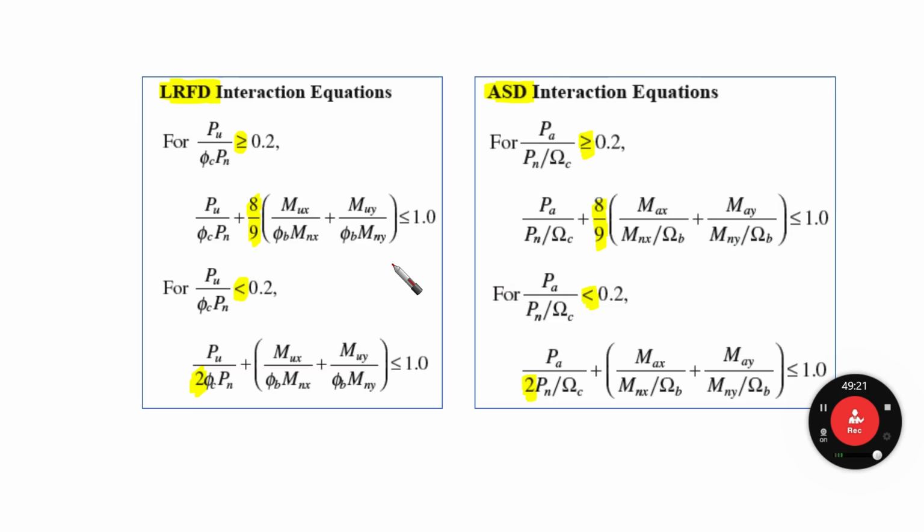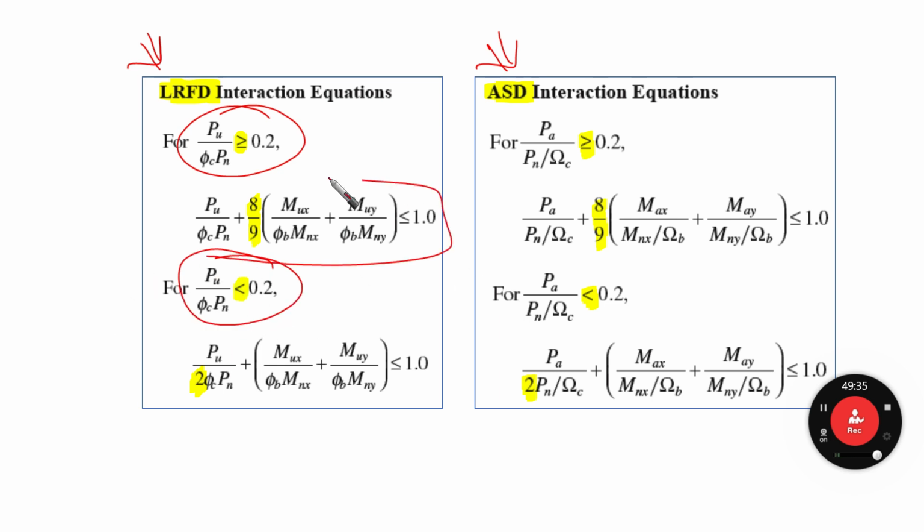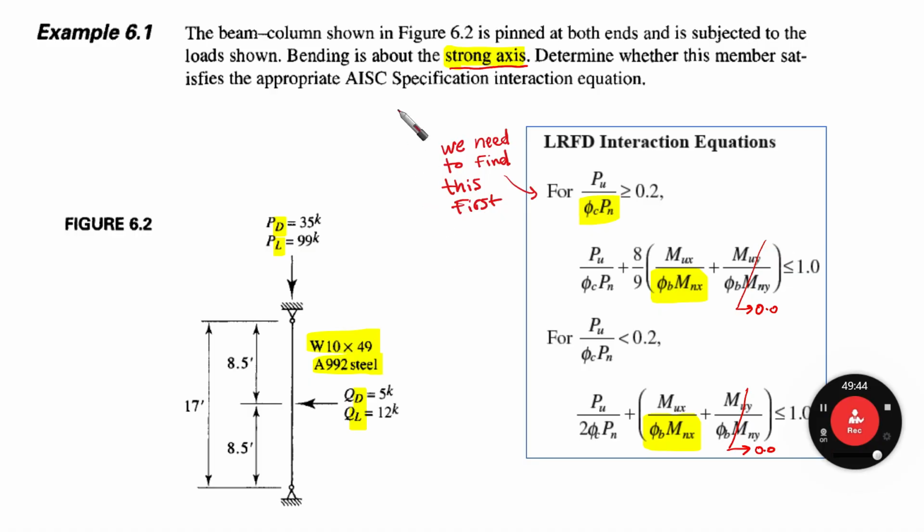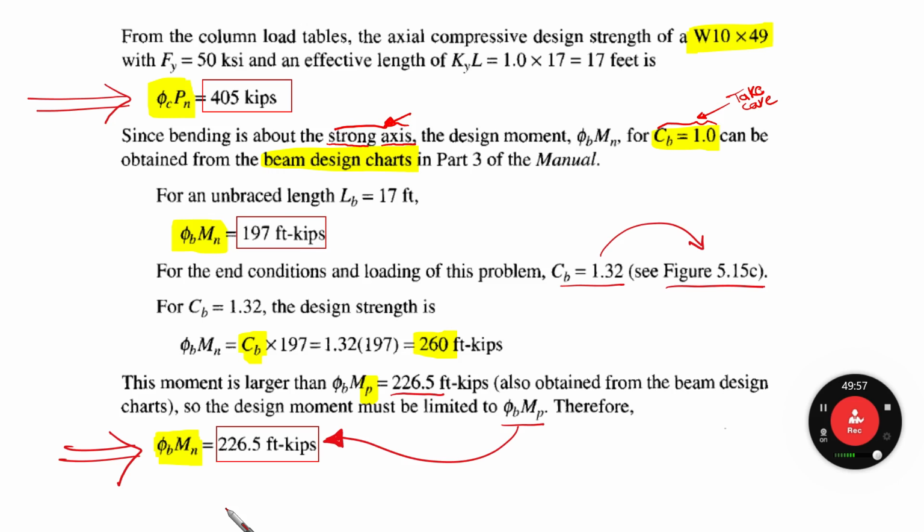And after that, we summarized for LRFD and ASD. They are pretty much the same, only you need to check whether your axial load ratio is larger than or equal to 0.2 or less than, and then use the appropriate interaction equation. After that, we ended with an example that gave us an application of what we have done. The important thing in this example is that we have a concentrated load at the middle and we have pinned conditions. And this makes it easy for us to get the important terms in our equation.